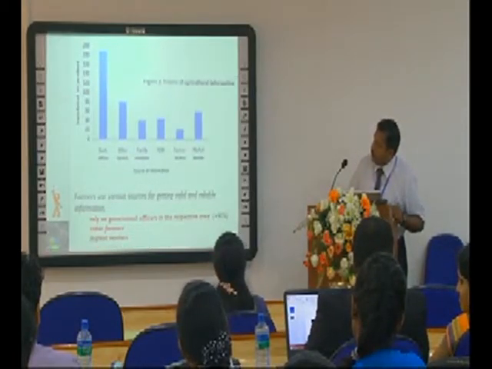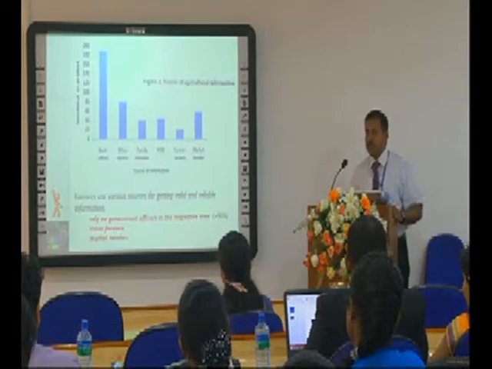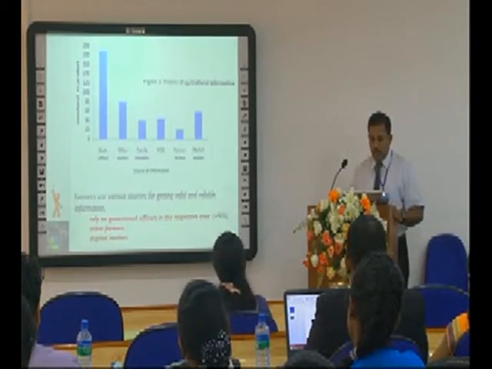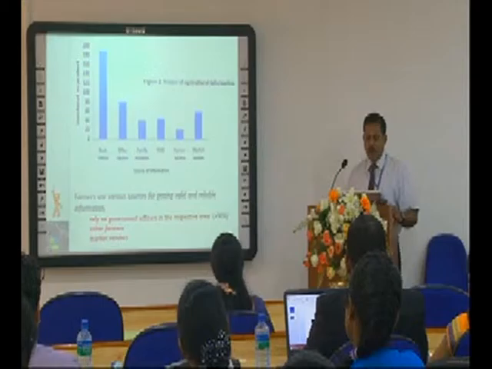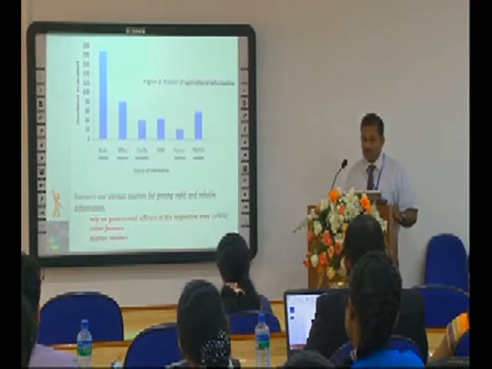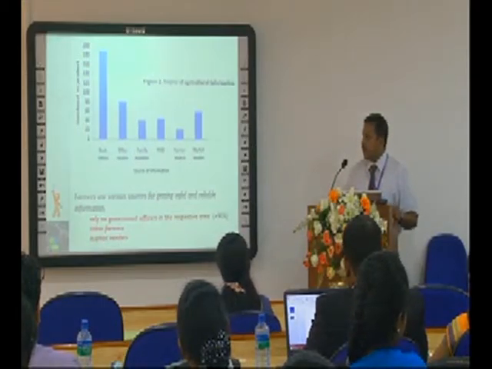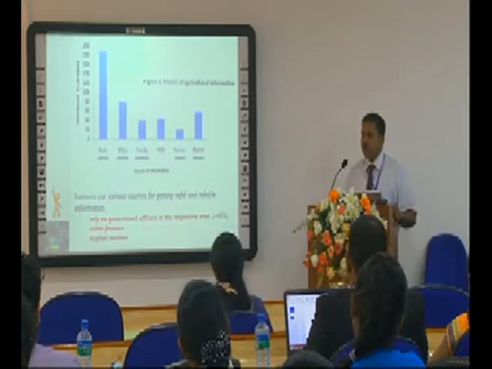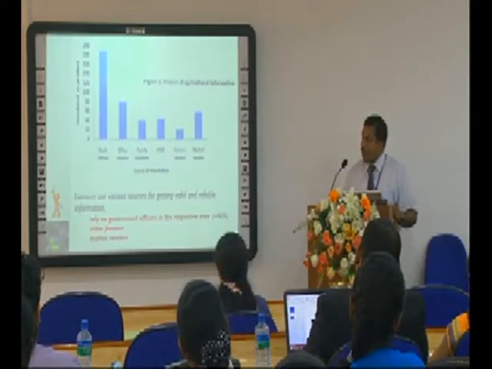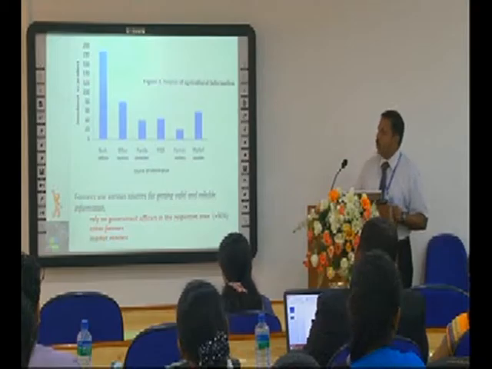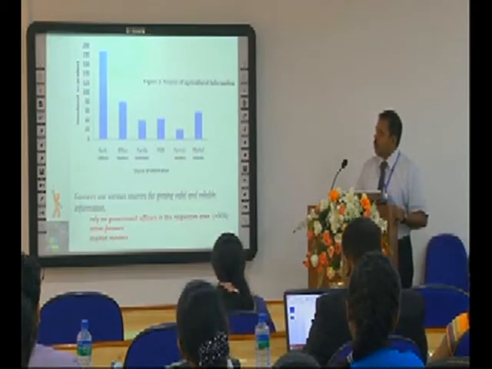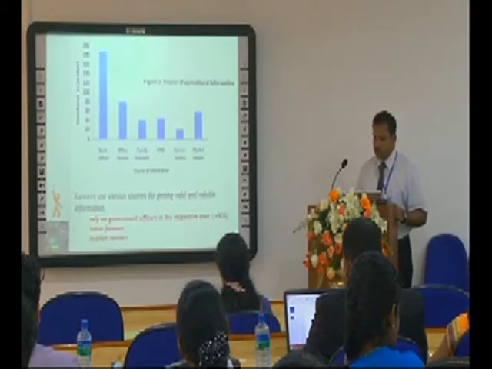So these are the different sources of agriculture information used by these farmers. You can see more than 90% of the farmers rely on the government officers in their respective area, especially the extension officers and the regional development officers. And some farmers also get information from their fellow farmers and market vendors.